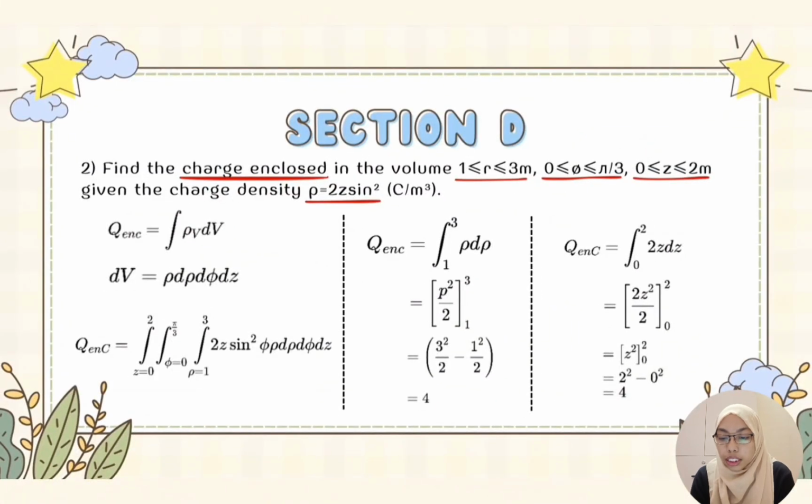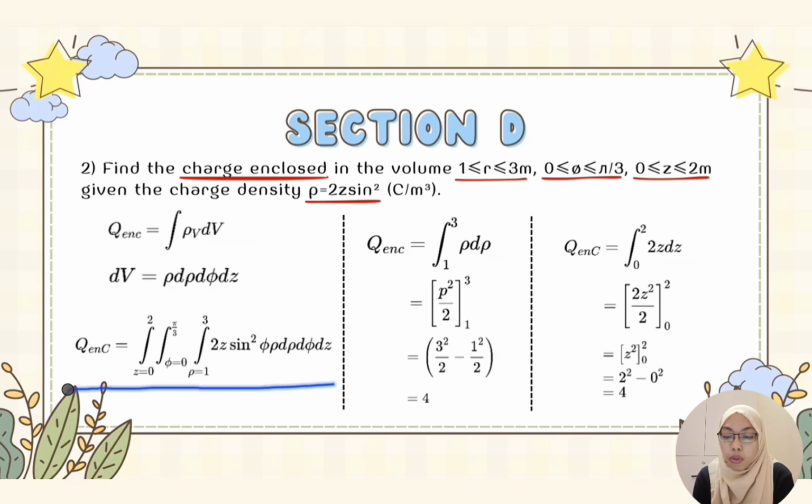Section D. Find the charge enclosed in the volume of rho, phi, and z given the charge density rho v equal to 2z sine squared phi. We know that the volume given was in cylindrical coordinates. The charge enclosed formula is Q enclosed equal to integration of rho v dv. dv is the volume of the cylindrical coordinate. The volume element in cylindrical coordinates is rho d rho d phi dz.